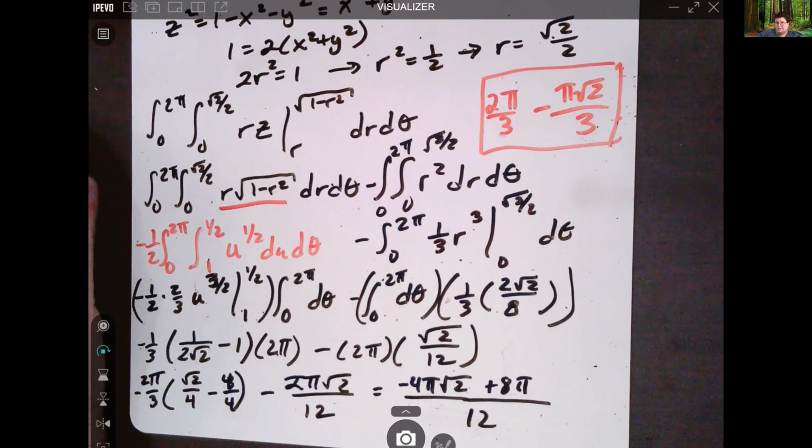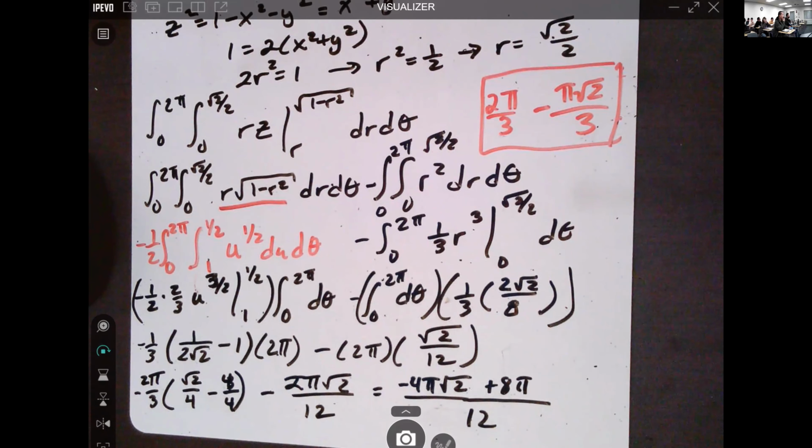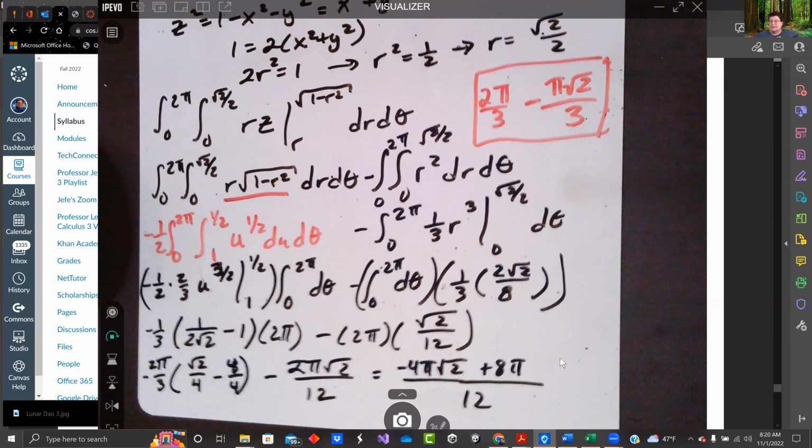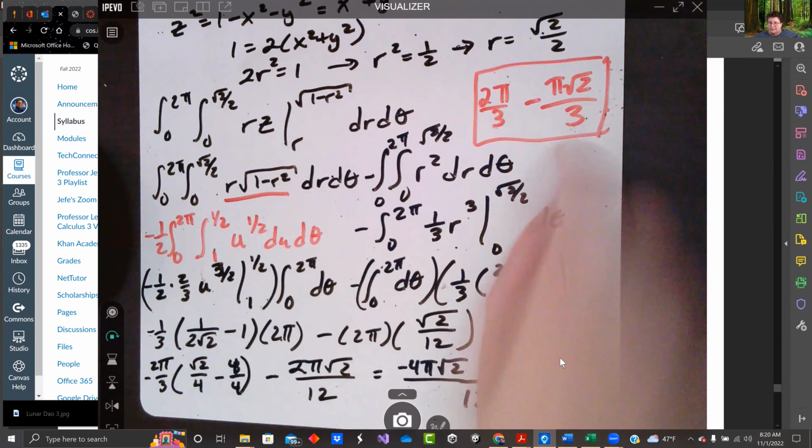Oh, it's got something different. No, it doesn't. 2 pi/3 minus... If you simplify, same. Yeah, I was checking the answer key real quick, making sure that I got the same answer. All right. Yeah, I simplified this up to this.